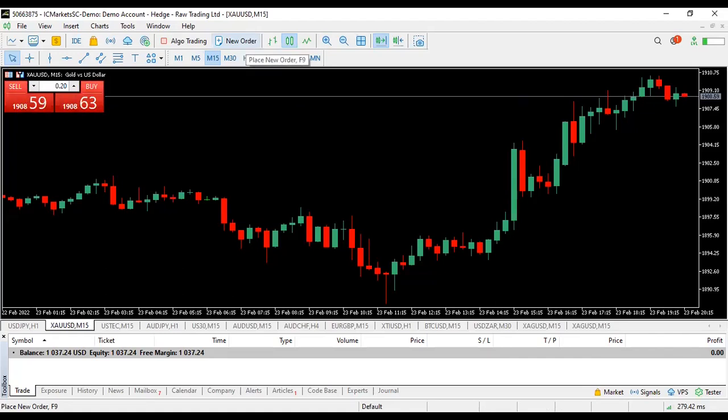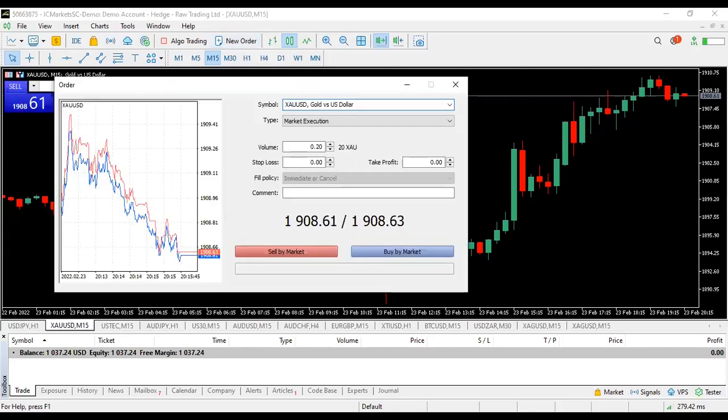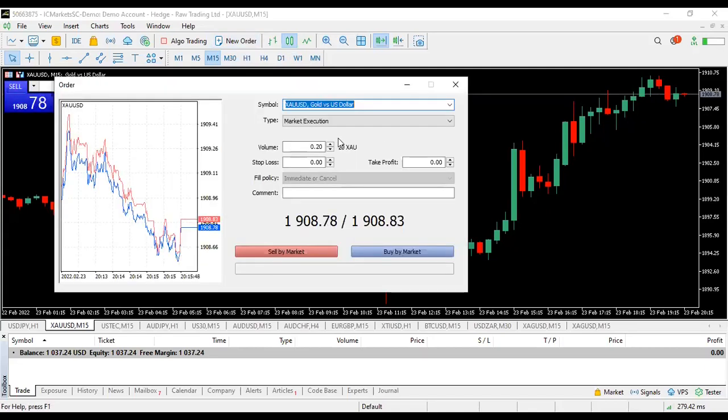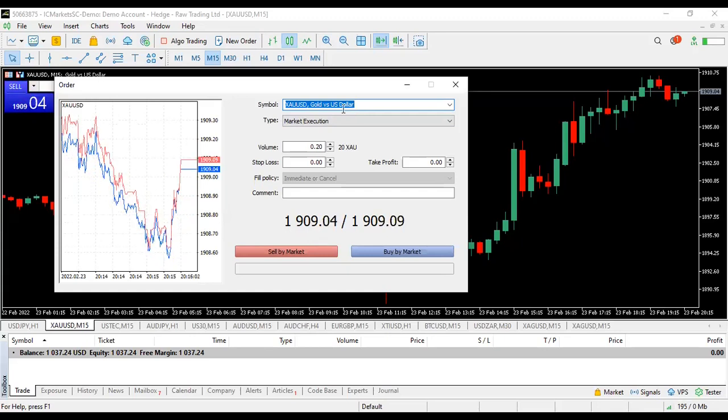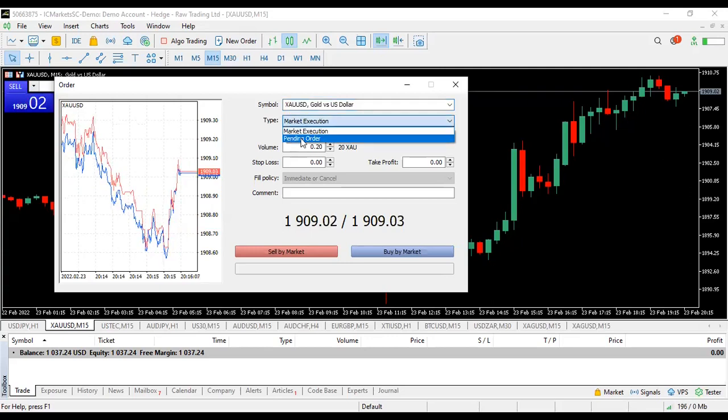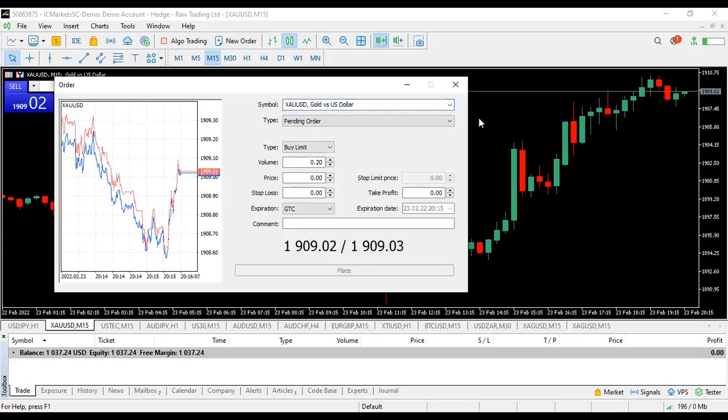Okay. When you are in new order, this is where you place the trade. You can see the symbol. It says XAUUSD, comma, gold versus US dollar. Okay, gold versus US dollar. Type, market execution. When you press here, you can even do the pending order. We'll get there. But let's talk about market execution.